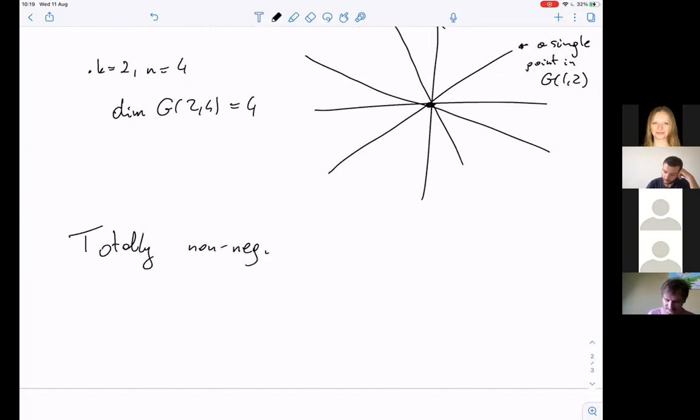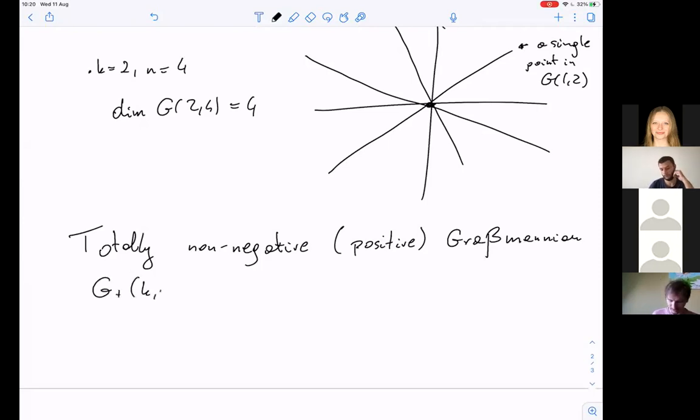To be more precise, I should define a totally non-negative Grassmannian, but I will always refer to it as positive. That's conventional in this business. So I define a totally non-negative or positive Grassmannian G+(k,n), where I indicate by plus the positive part of it.